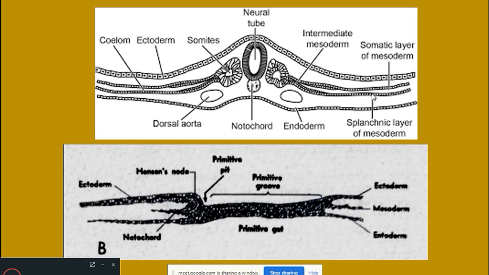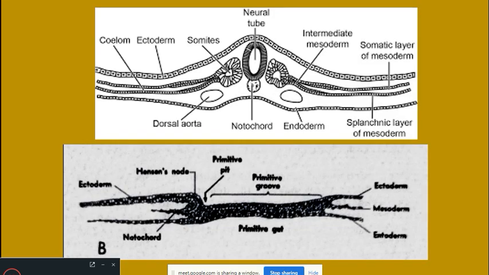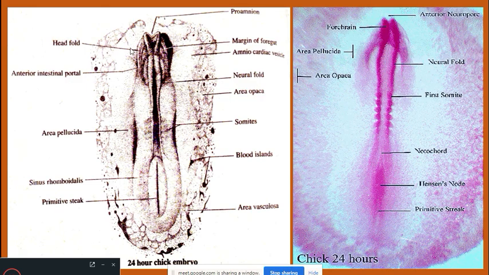Okay. So, that is how the pericardial region is formed. And the last feature in chick embryo is the differentiation of area vasculosa. So, we will go to that. I already told you, this is the area pellucida and this is the area opaca. Okay. So, area pellucida inner, area opaca outer.